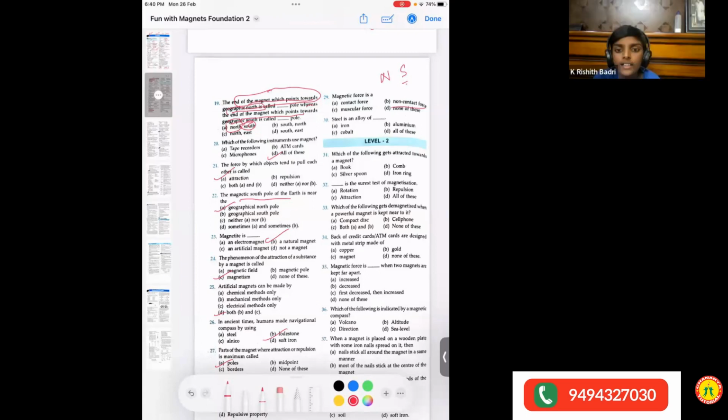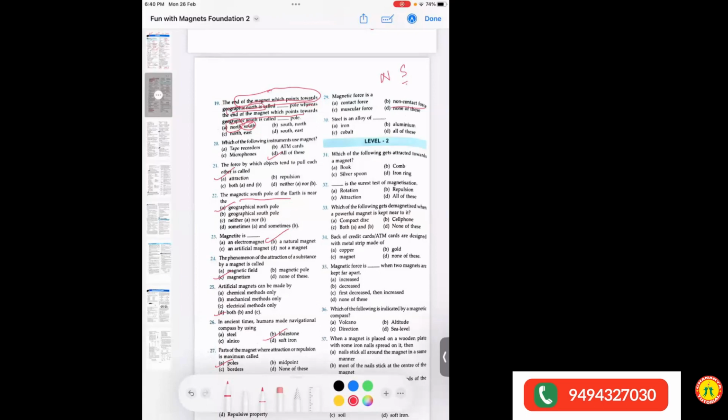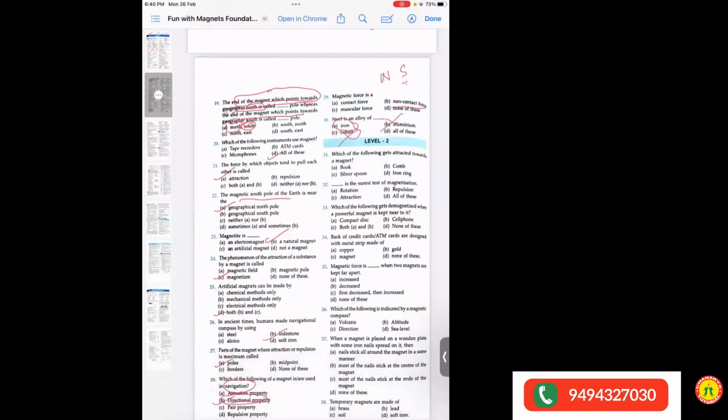Question number 30. Steel is an alloy of all of these. No, steel is an alloy of iron. Steel is an alloy of the iron. It does not have aluminum, it does not have cobalt, it has only iron. Okay.